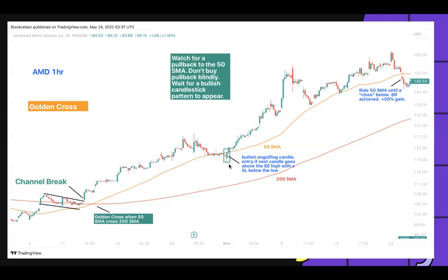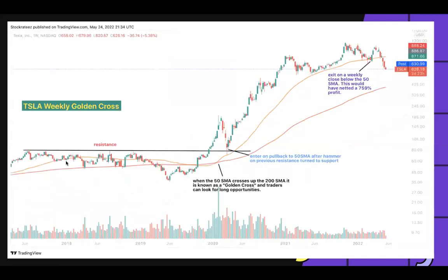So watch for that pullback to the 50 SMA. Don't buy the pullback blindly. Wait for a bullish candlestick pattern to appear. Here's another example of a golden cross. So this is our Tesla weekly golden cross. And so when the 50 SMA here in the yellow crosses up to the 200 SMA, it's known as a golden cross. And then we can look for long opportunities.